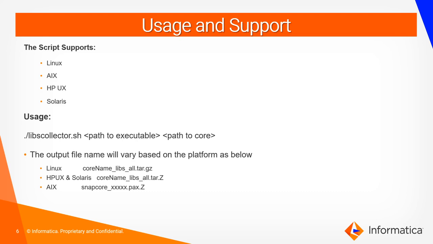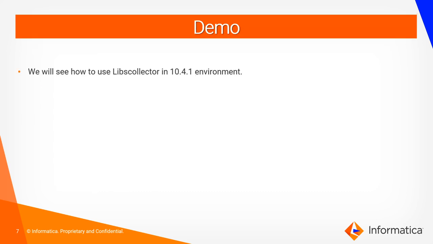So for Linux, it is like corename_lips_all.tar.gz, and for HPUX and Solaris it would be corename.lips.all.tar.Z, and for AIX it will be snapcore.some core ID and then pax.Z. Now we will go ahead and see how to use LIPS collector in a 10.4.1 environment.